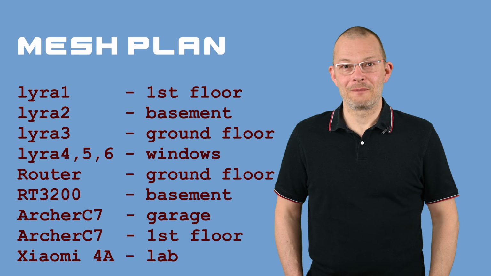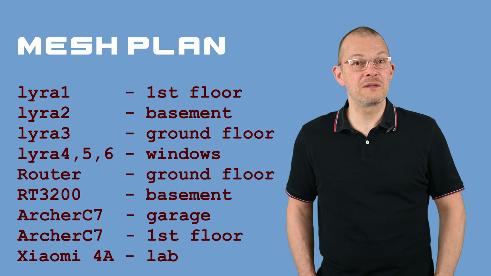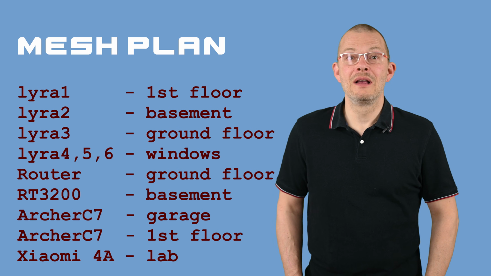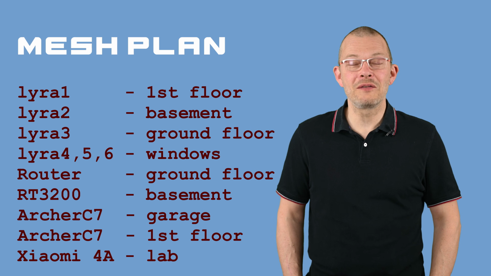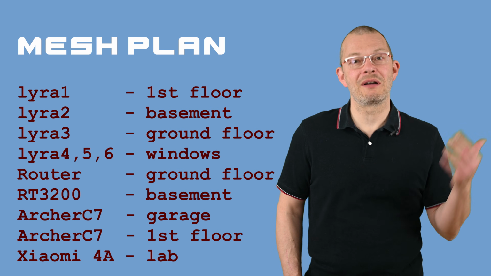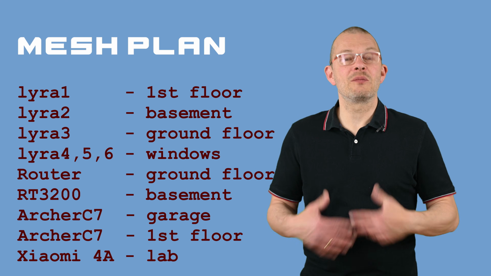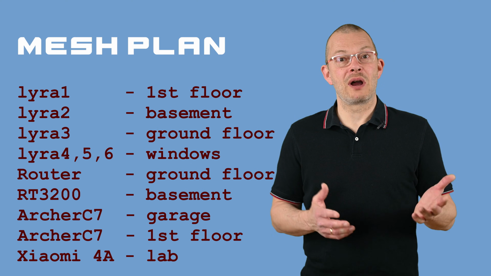Just as an overview, here is the complete plan of the mesh. I have 6 of these Lyra access points, Lyra 1 on the first floor of my house, Lyra 2 in the basement, Lyra 3 at the ground floor level, plus Lyra 4, 5 and 6 positioned at windows around the house. I have the router in the middle, which does not participate in Wi-Fi. Lyra 1, 2 and 3 are wired to the router.